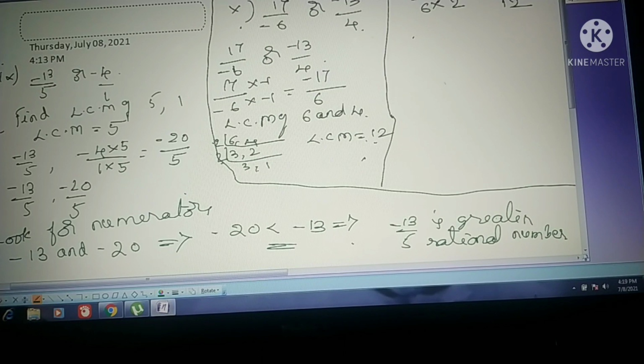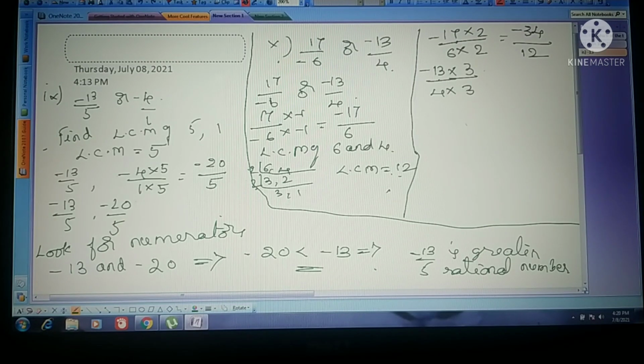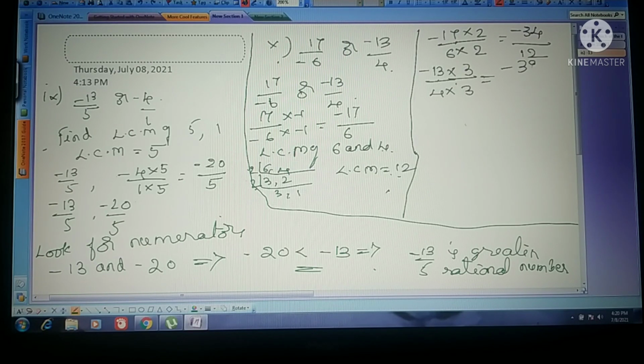And the next one, which is the next one here? Minus 13 by 4. So this one also we have to convert the denominator into 12, that is LCM. So how much we have to multiply here? With 3. So multiply this one with 3. Now multiply this one with 3 here. So numerator and denominator, what you get here? So 13 3s minus 39 divided by 4 into 3, 12.